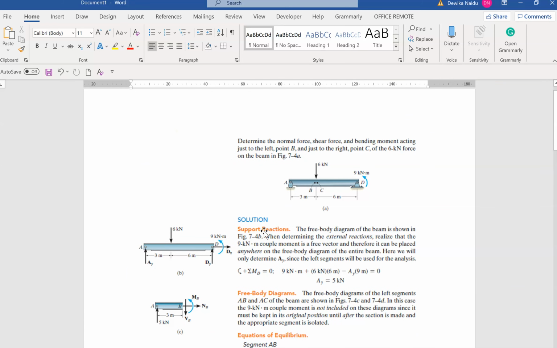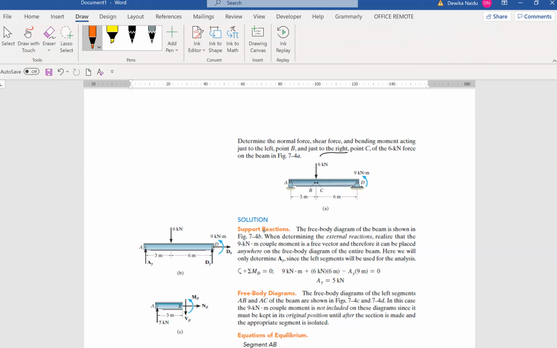Okay, so we have what? Determine the normal force, shear force and bending moment acting to the left of point B. So just left of point B and just right. And then they also want point C. Okay, so what we have here? We have B just before, just after, and to the right of point B, point C.